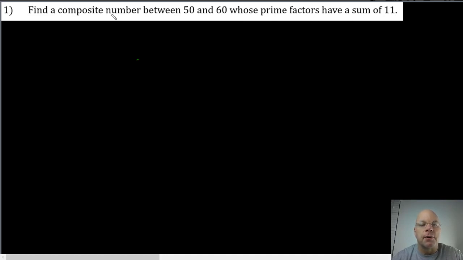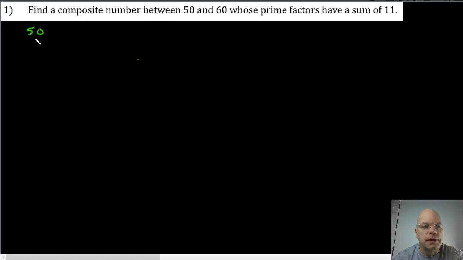So a composite number, it's not exactly the opposite of a prime number, because there are some numbers that are neither prime nor composite, like 1 or 0. But a composite number is any number that has factors other than 1 and itself. So the ones that are not prime are almost always composite. Between 50 and 60 would include 50 and 60.